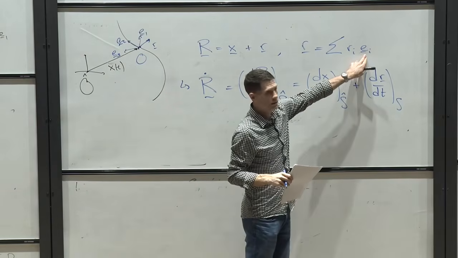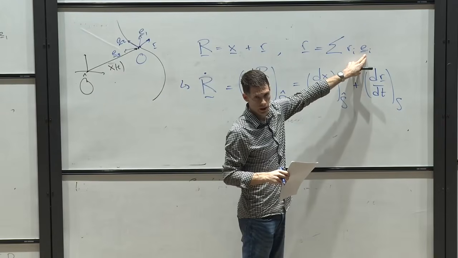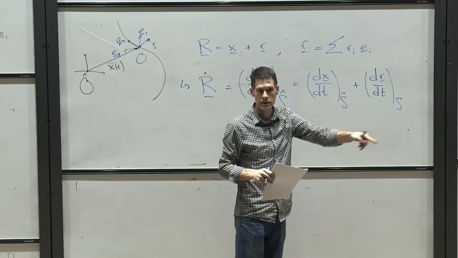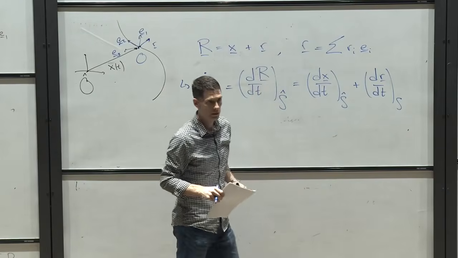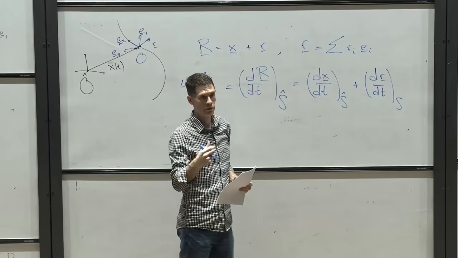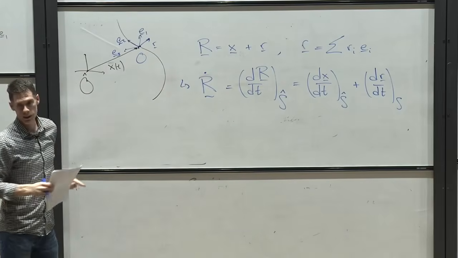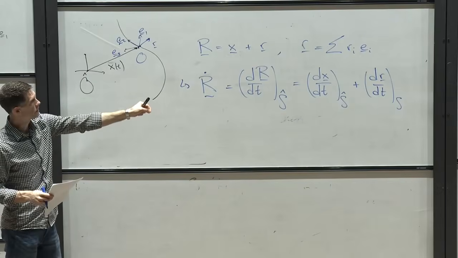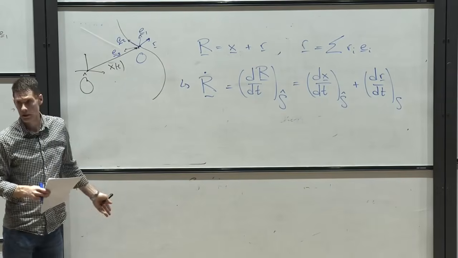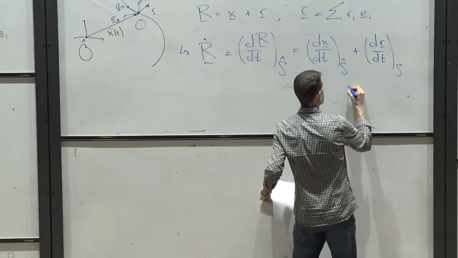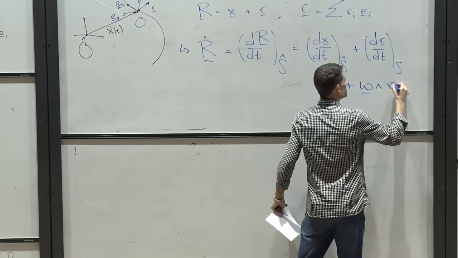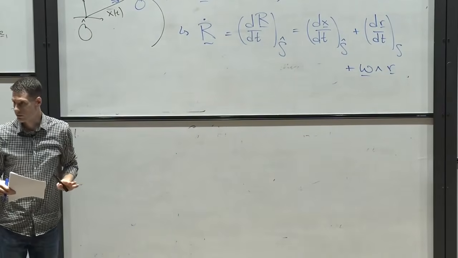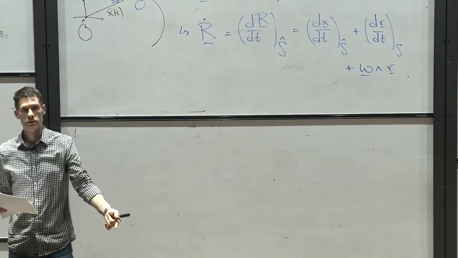Plus, those e's are also functions of time. And when I take the de sub i/dt, I get this omega cross e sub i, right? Angular velocity for the frame captures the rotation of this frame with respect to that one. So there's a single omega. I pull that single omega out of the sum, and I end up with an omega cross r. So my extra term here is plus omega cross little r. Okay, we did that calculation before, but now I want to go to Newton's second law.